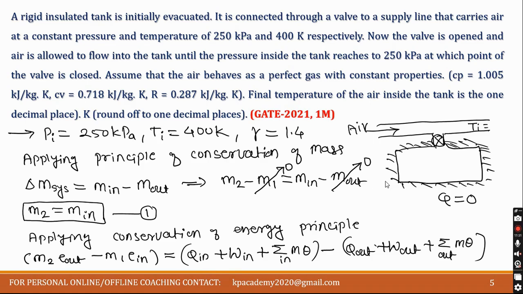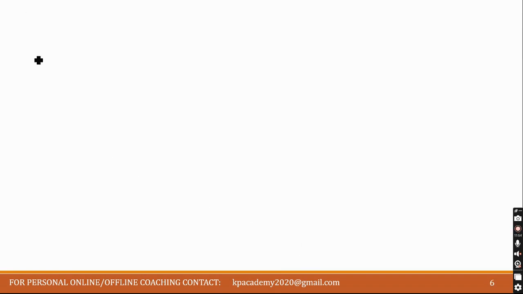But now in this case, as the tank is insulated, we do not have any heat transfer. So both will become zero. Also we do not have any work transfer, so this will also become zero. Now what is this E and what is this theta in this case? I'll show it.